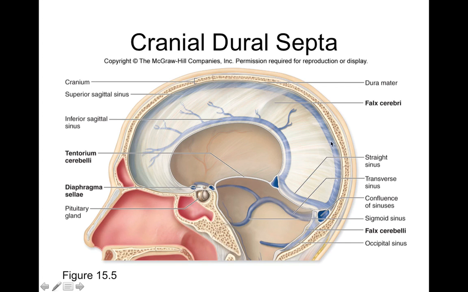Basically, the dural venous sinuses help drain venous blood away from the brain, but also help reabsorb cerebrospinal fluid. And the septa, or basically the meninges here that surround the brain, are there to help support the brain itself. We'll go into more detail on the anatomy of this next week.